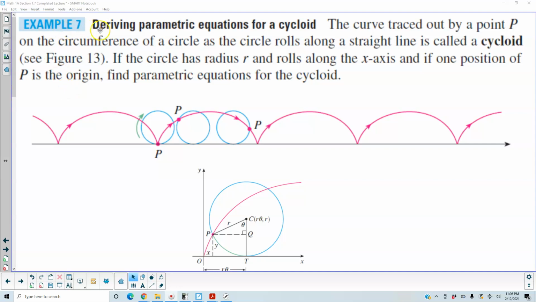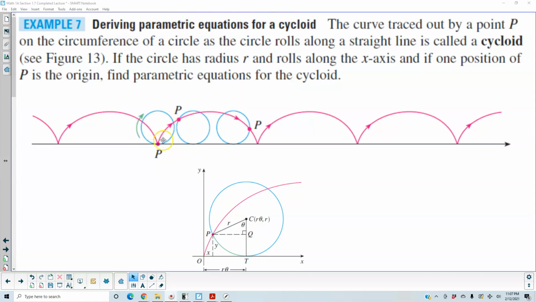Example 7. Deriving parametric equations for a cycloid. The curve traced out by a point P on the circumference of a circle as the circle rolls along a straight line is called a cycloid, as you can see here in figure 13. If the circle has a radius r and rolls along the x-axis, and if one position of P is the origin, find the parametric equations for the cycloid.